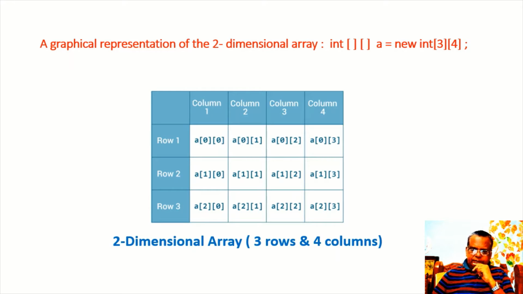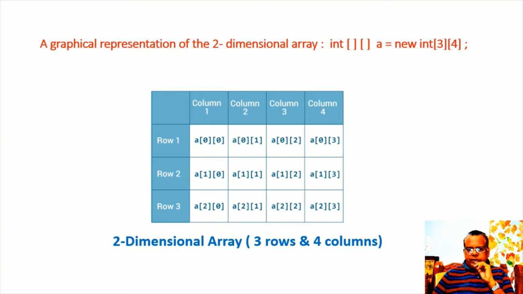Fine. So these are all indexes. Yeah, next. Row 2: a of 1, 0, a of 1, 1, a of 1, 2, a of 1, 3. Fine. It's also very simple. Row 3: a of 2, 0, a of 2, 1, a of 2, 2, a of 2, 3.